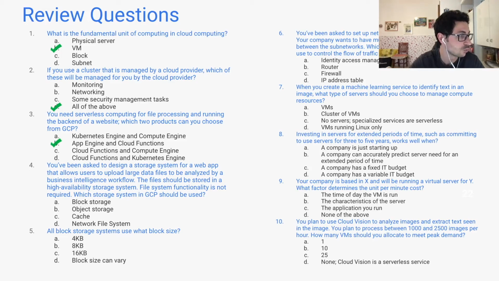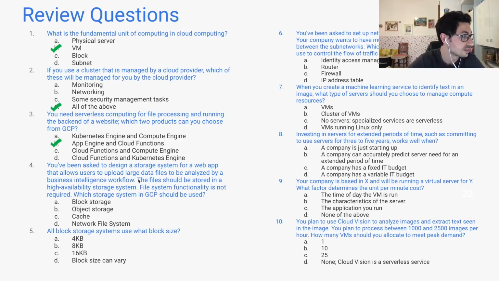The files should be stored in a high availability storage system. File system functionality is not required. Which storage system in GCP should be used? So, we want it high availability and we don't need file system. So, it's not D, network file system, it's not cache, because anyway it's large data, it cannot stay in cache, so it will be either A, block storage, or B, object storage.